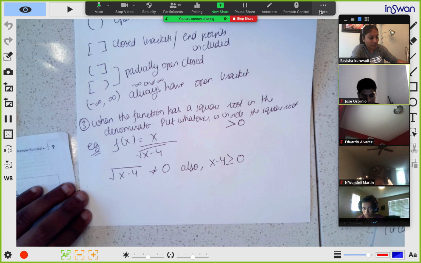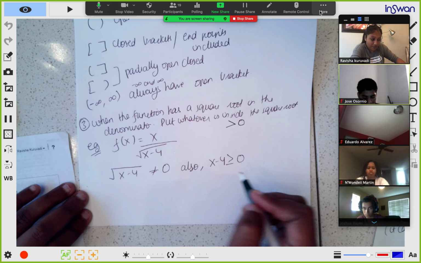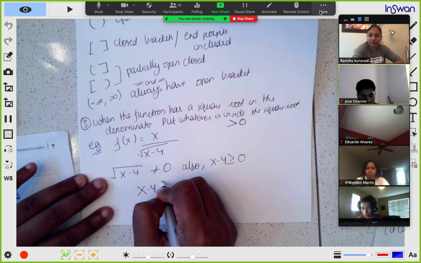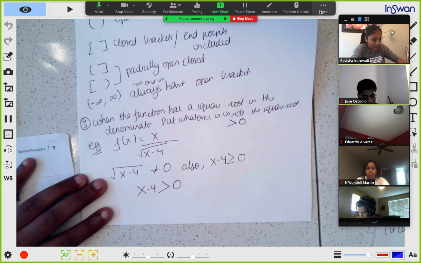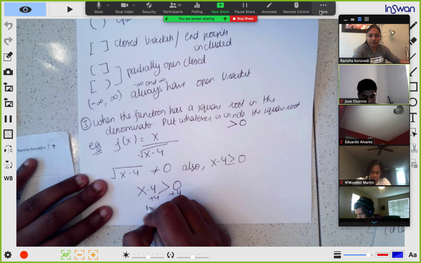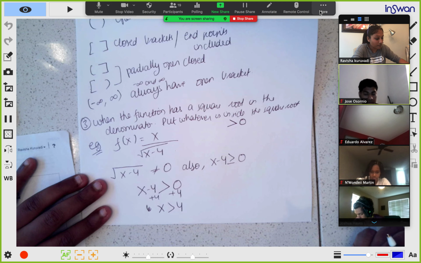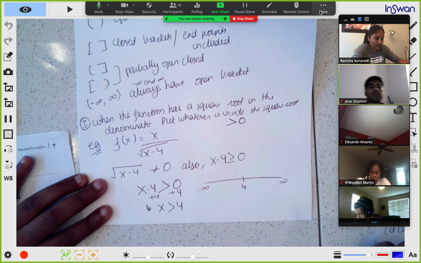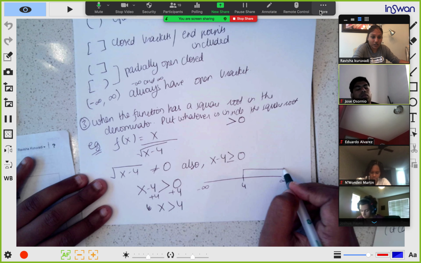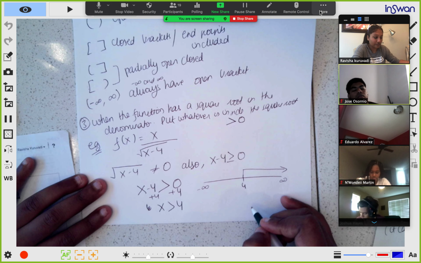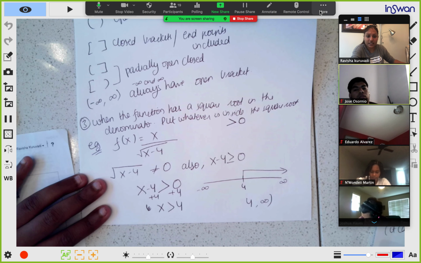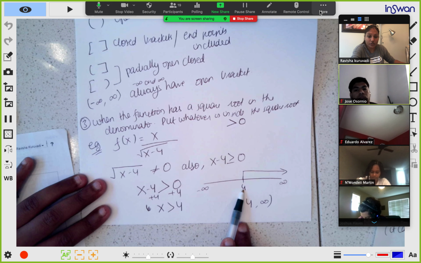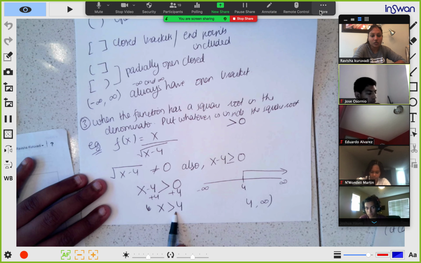So whatever is inside my square root, I'm going to put it strictly greater than 0. Now solve for x. Add 4 to both sides. You get x greater than 4. Minus infinity, infinity, and 4 is here. Greater than 4 values are on this side. So my domain is 4 to infinity. Is 4 included in this case? 4 is not included because there is no equal to sign here. So my bracket will be open.